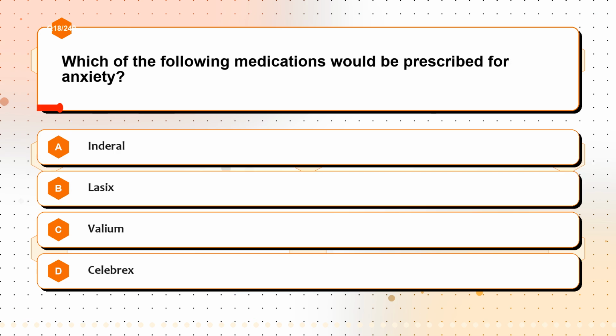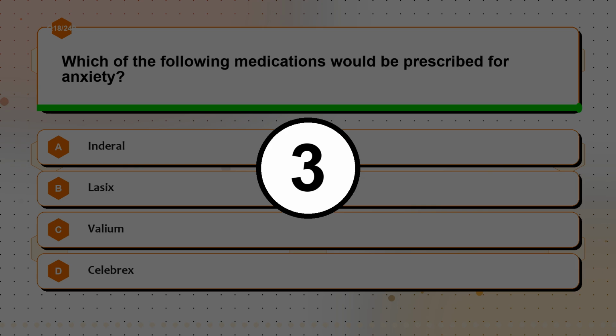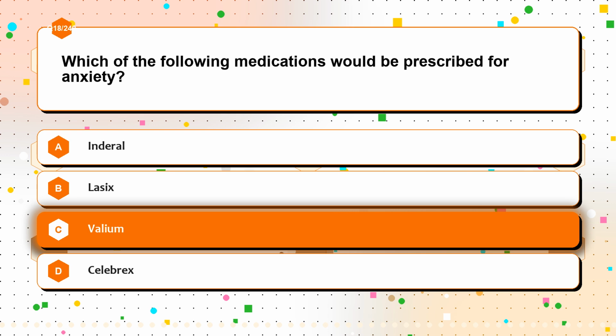Question 18. Which of the following medications would be prescribed for anxiety? Here are the options. Option A, Inderal. Option B, Lasix. Option C, Valium. Option D, Celebrex. The correct answer is option C, Valium.